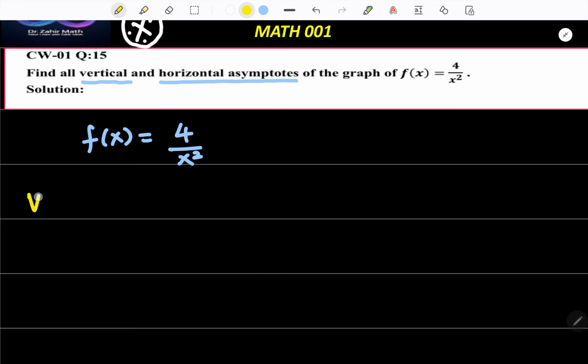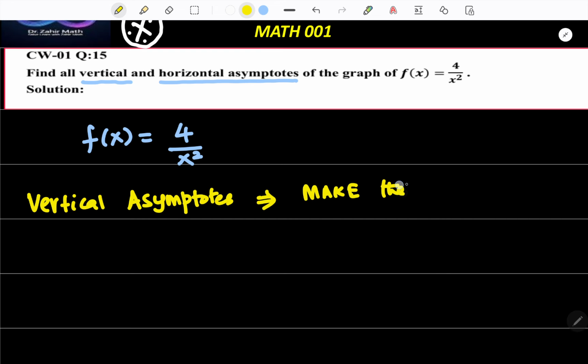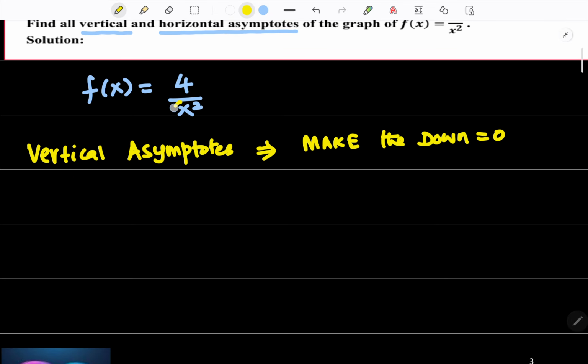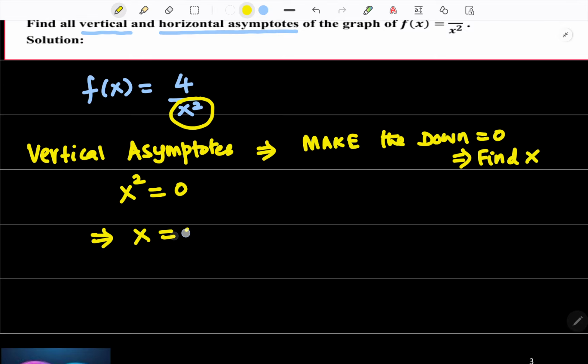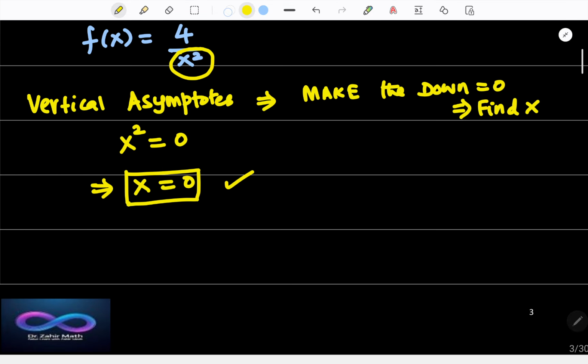What is the rule I gave for vertical asymptotes? The formula is to make the down equal to 0. What is your down here? Down means denominator, that is x square. So x square equals 0, and then find x. If x square is 0, x is equal to what? 0. So this is the vertical asymptote.